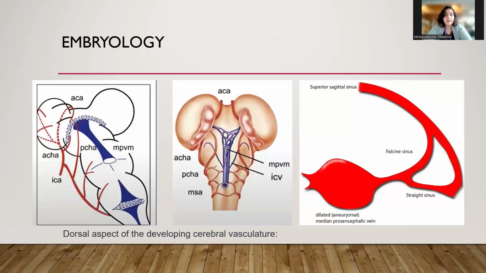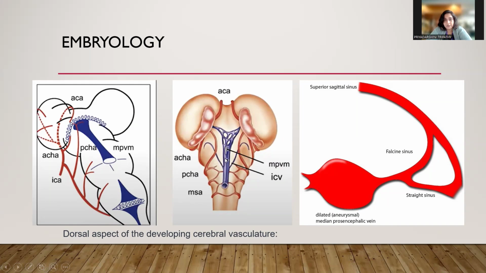Talking about embryology, these are my 3 pictures. In the first picture, you can see there's a big vein in the dorsum of the fetal brain. This vein is known as the median prosencephalic vein, and it develops around 6 to 8 weeks of pregnancy. Around 11 weeks of pregnancy, the anterior part becomes fenestrated and lacy, and it disappears, whereas the posterior part of this vein persists and is known as the vein of Galen.